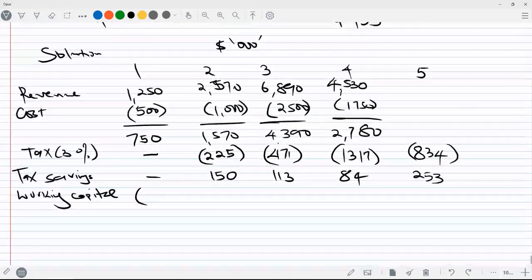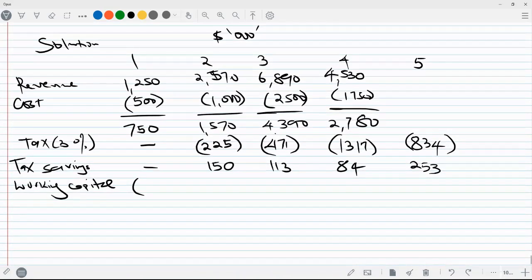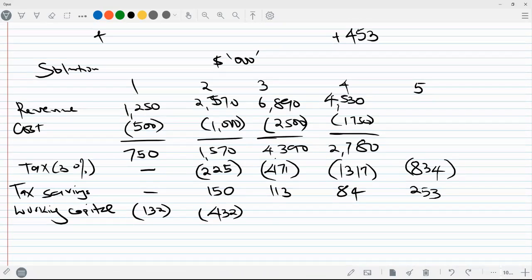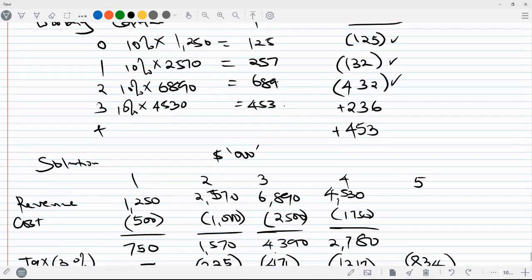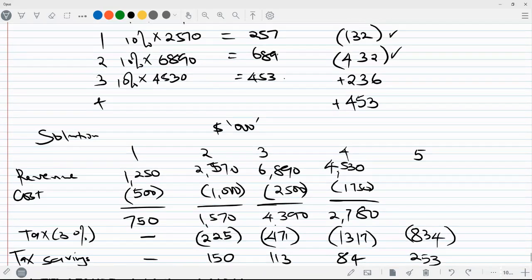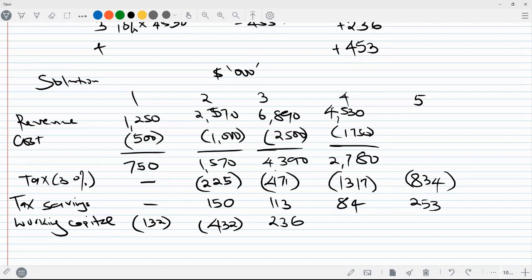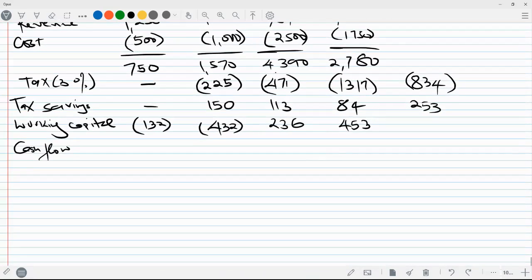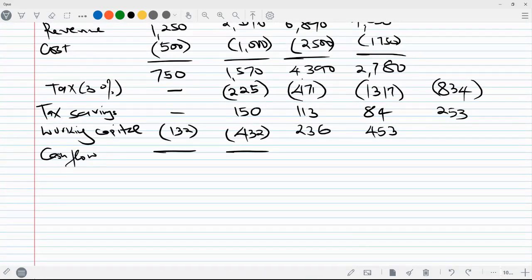Incremental is 125. No, it is 132. Because 125 is for year zero, 132 is year two, it's 432. Year three, this is a cash inflow, which is 236. Then you have 453. No scrap value, and that's the end. These are real cash flows because there's no inflation here. Year one, year two, year three, year four, year five.